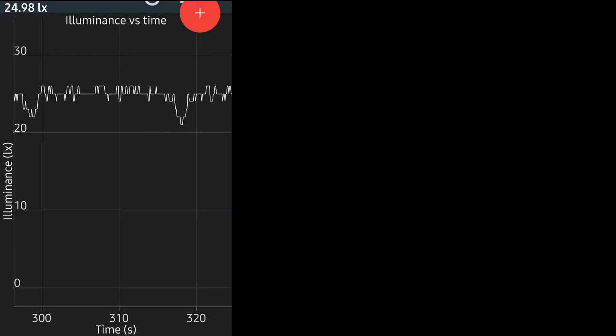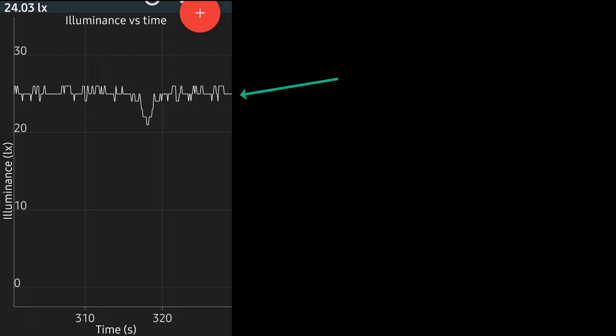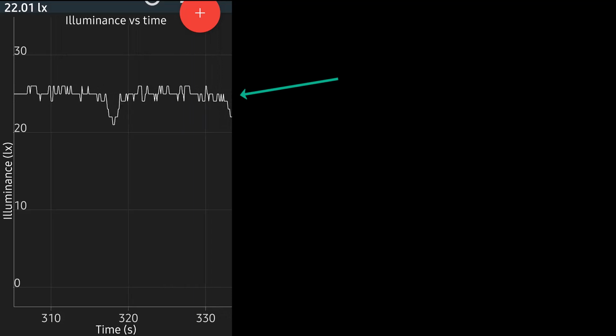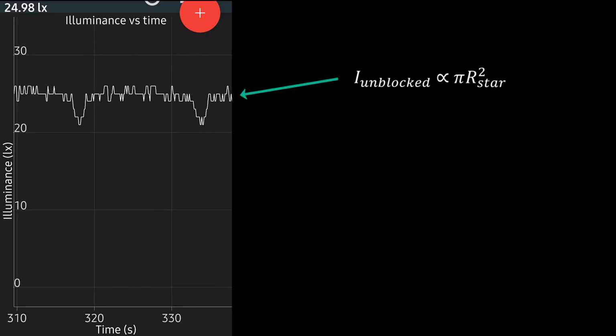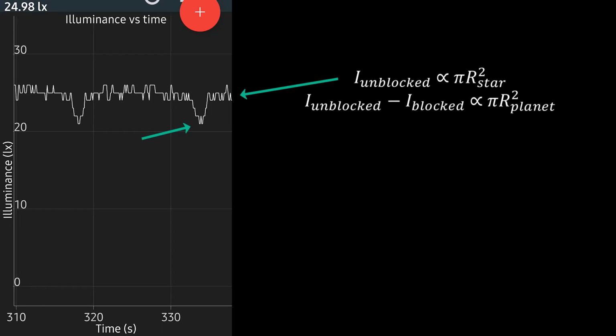If we were to look at the data from the full star and the full planet from before, the intensity when the star isn't being blocked, which is around 25 to 26 lux, is proportional to the radius of the star squared. The lower intensity, which is around 22 to 23 lux, is the intensity when the planet is blocking the star. The difference between the upper and lower intensity corresponds to how much light is being blocked, and it is this number that is proportional to the radius of the planet squared.